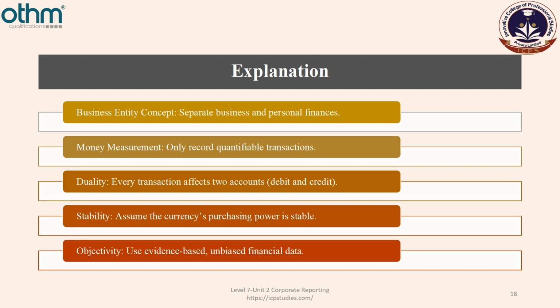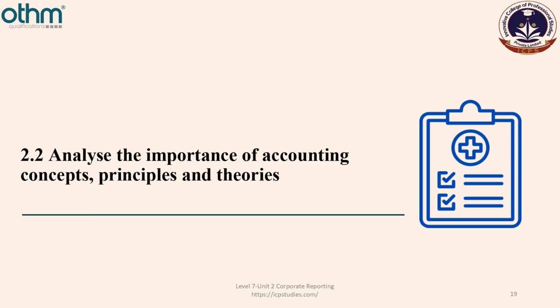Then we have the business entity concept, in which we keep business and personal finances separate. Then we have money measurement, in which we only record quantifiable transactions. Then we have duality, in which every transaction affects two accounts, debit and credit. Then we have stability, which assumes the currency's purchasing power is stable. Then we have objectivity, in which we use evidence-based, unbiased financial data.